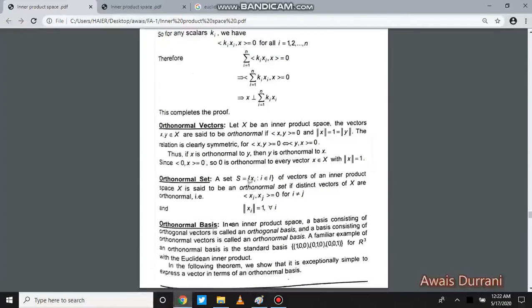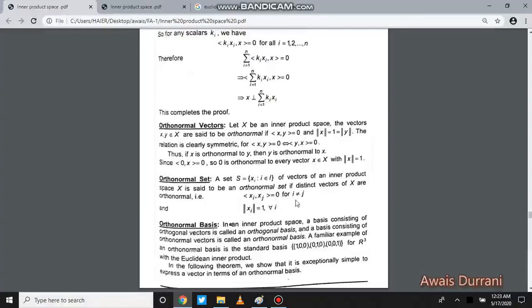The whole subset of the inner product space X will be called an orthonormal set if every two distinct, or every two different, elements are orthonormal. So mathematically we can write symbolically that the inner product of xi, xj will be equal to 0 for every i, whenever i is not equal to j. It means for every two different elements this will be equal to 0.